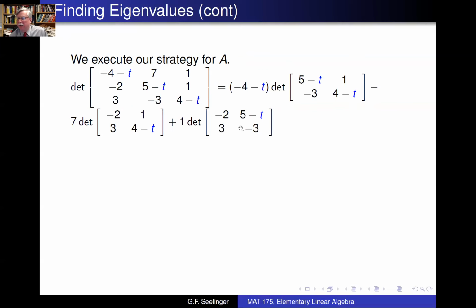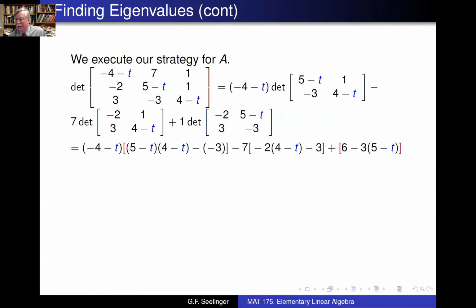I'll expand along the top row. Be careful the way this is formatted. This negative sign goes with the 7 because we need to change the sign over here, right? It's plus, minus, plus as you go across the row. All right, I can go ahead then and take these 2 by 2 determinants and simplify.